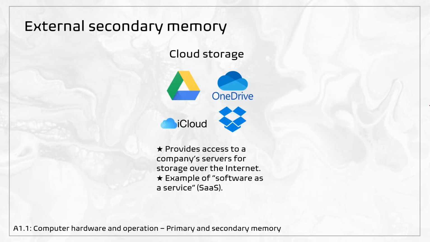Lastly, there's also cloud storage. This one is special because while the other forms of storage were more hardware-oriented so far, this one is more software-oriented. Cloud storage provides access to an external company's storage servers over the internet, meaning you or an affiliate organization doesn't store your data, and you don't have control over the hardware at all. This is an example of software as a service, and is one type of cloud computing.